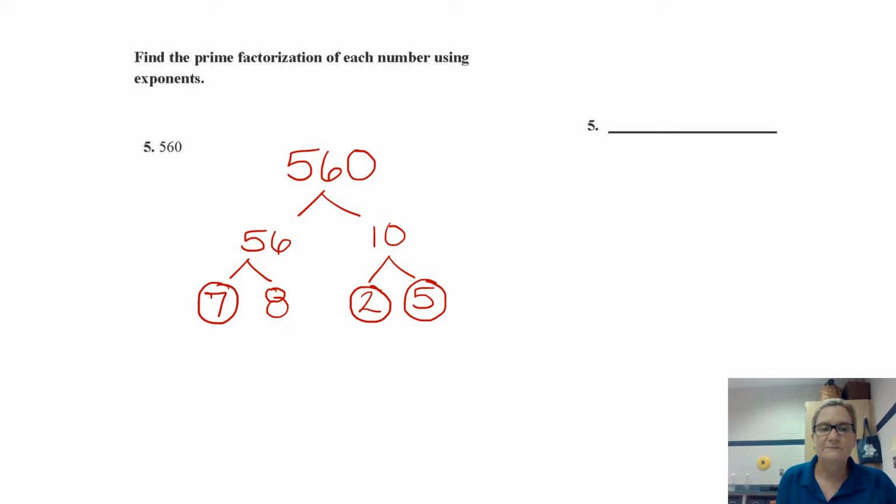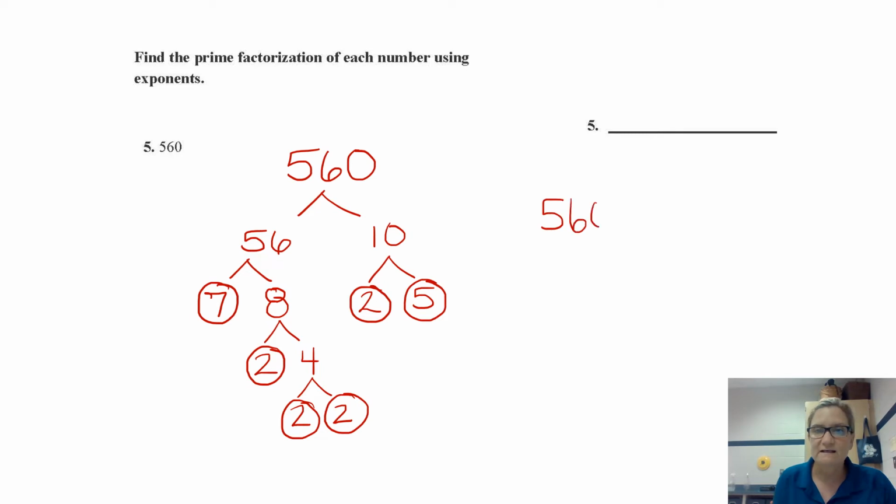7 is a prime number. 8 is 2 times 4. 2 is a prime number. And 4 is 2 times 2. And they are prime numbers. So 560 equals, I have 1, 2, 3, 4 sets of 2's times 5 times 7.